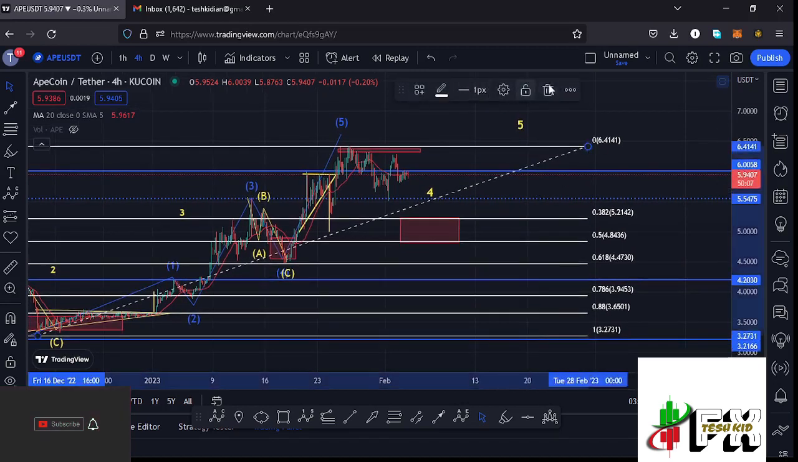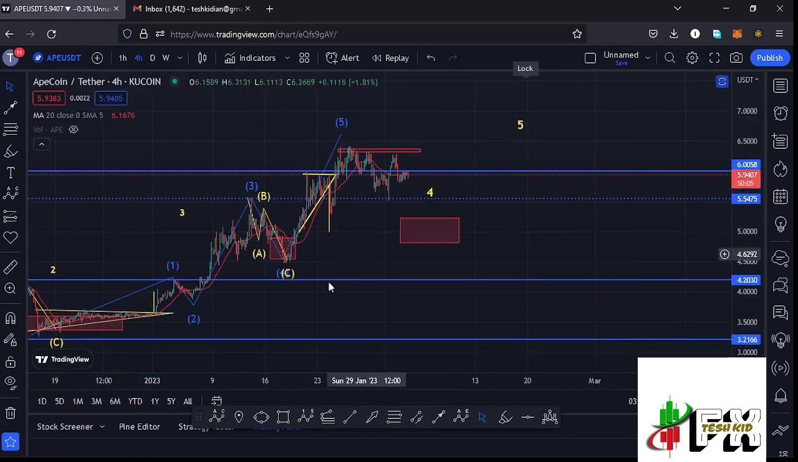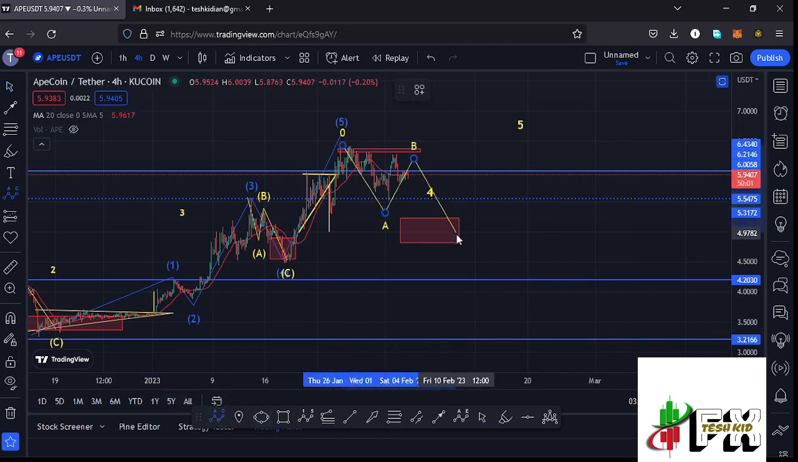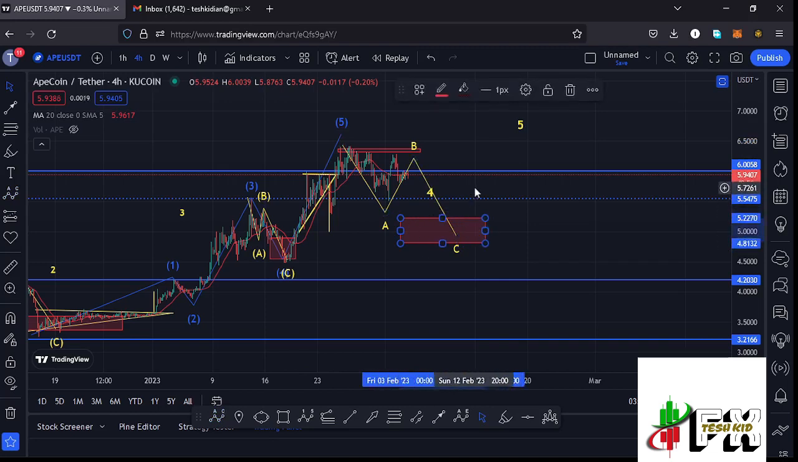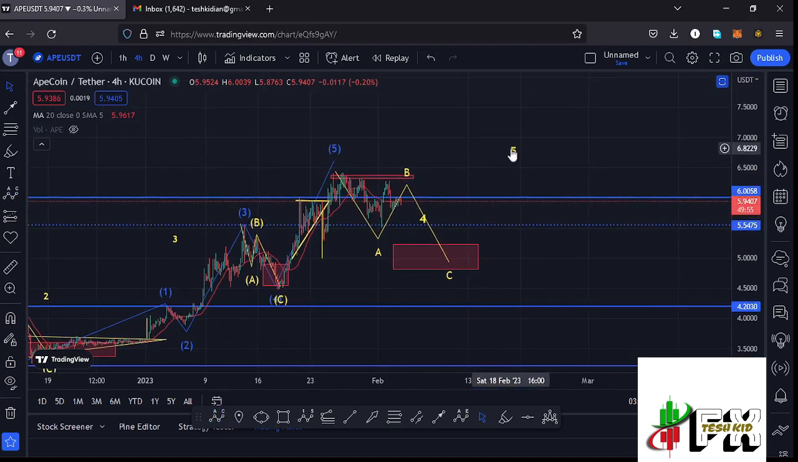And in the formation of that wave 4, I'm also expecting to see an ABC corrective structure, having the wave C fully maximizing the formation of that wave 4 to the lower side. And once that happens, then we can expect another bounce to the upside in the formation of this wave 5. And I believe once you see the formation of this wave 4, that will be another perfect entry into Apecoin to ride this bounce to the upside in the formation of this wave 5.